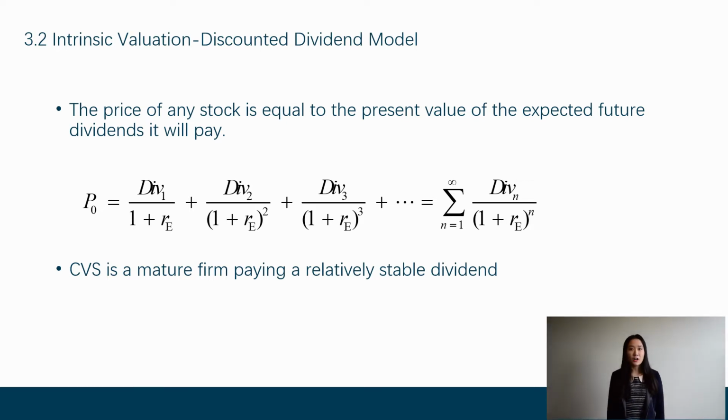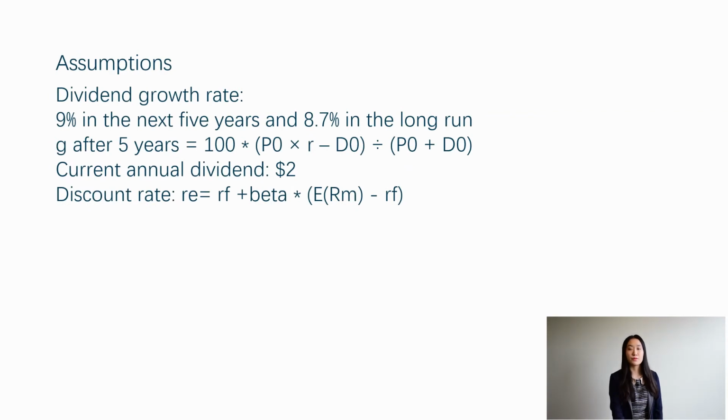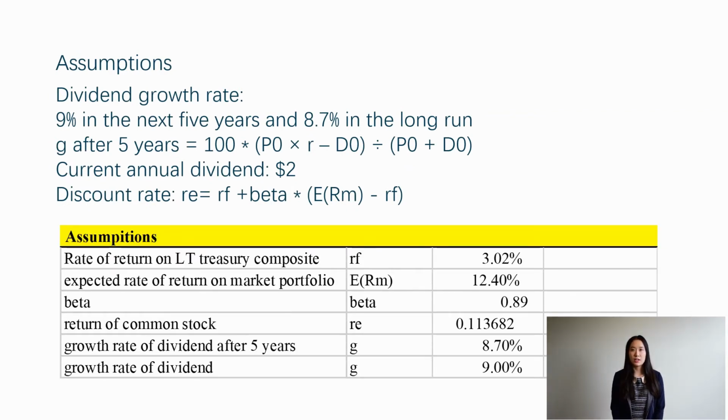In order to get the intrinsic value, we use the discounted dividend model. In this model, the price of the stock is equal to the present value of future dividends. And because CVS pays a stable dividend, we think this model is suitable. Here are some assumptions for our calculation. First, it is a two-stage discounted dividend model. In the first stage, the growth rate is 9%, and in the second stage, which is after 5 years, the growth rate is 8.7%.